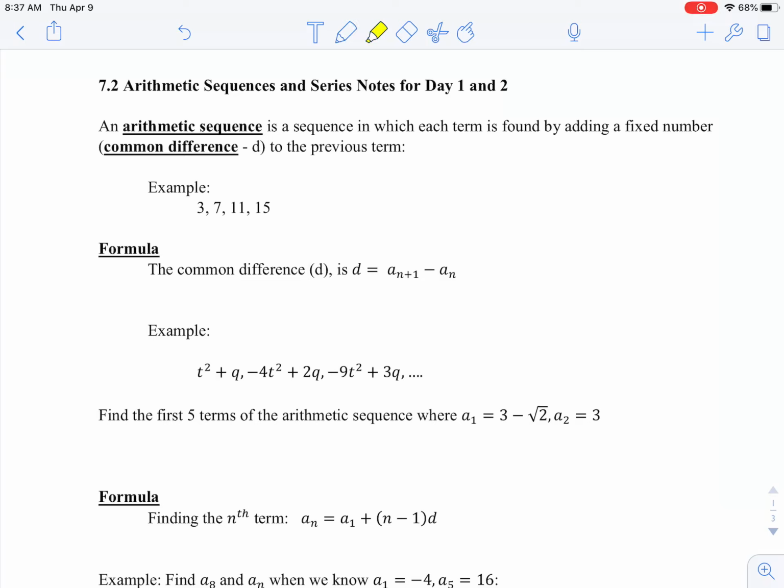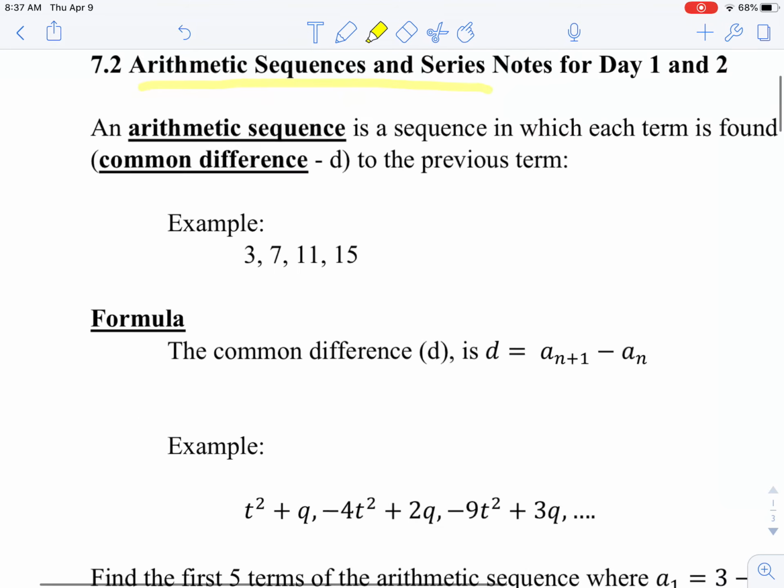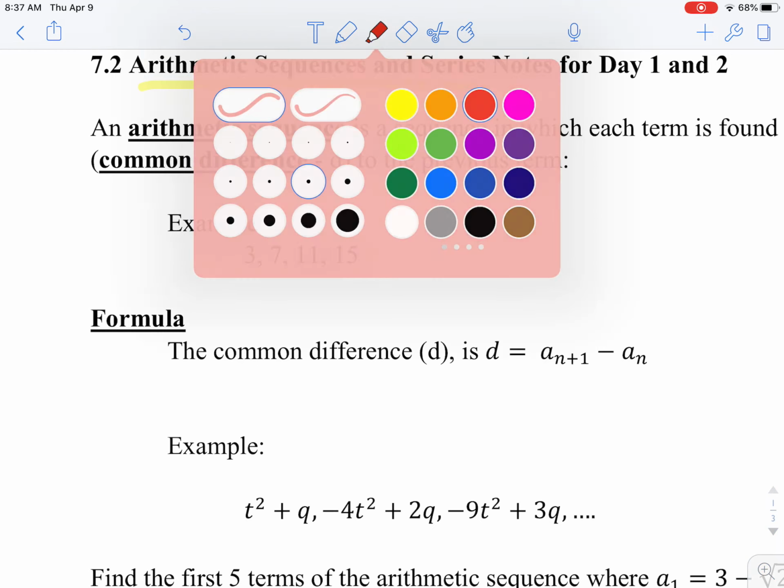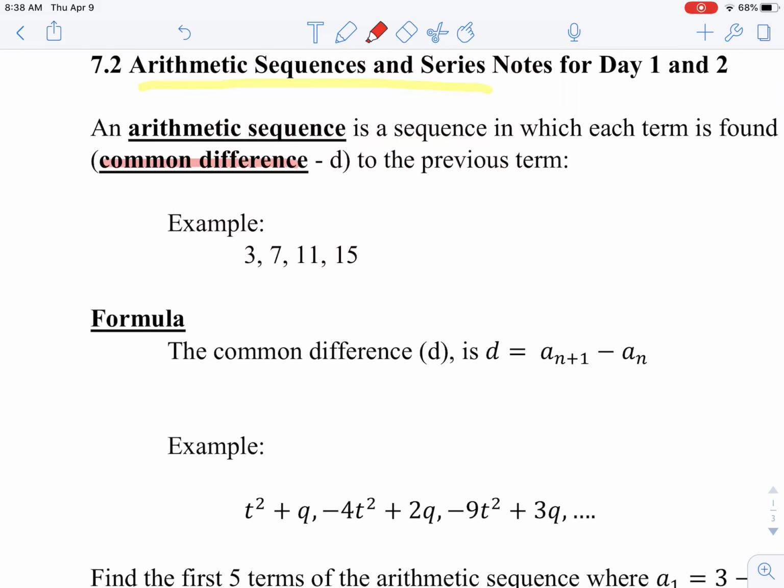Okay, so today's lesson is chapter 7.2, which is arithmetic sequences and series. This will take 2 days. Today will be our day 1. An arithmetic sequence is a sequence in which each term is found by adding a fixed number to the previous term. And we call that fixed number the common difference. Okay, and it's often noted using the letter D.